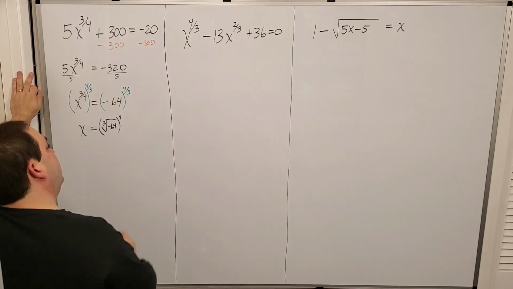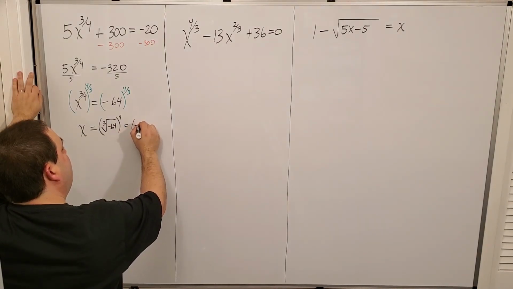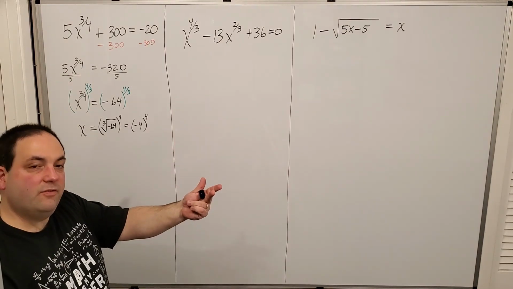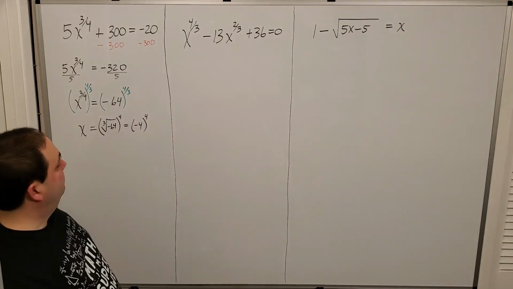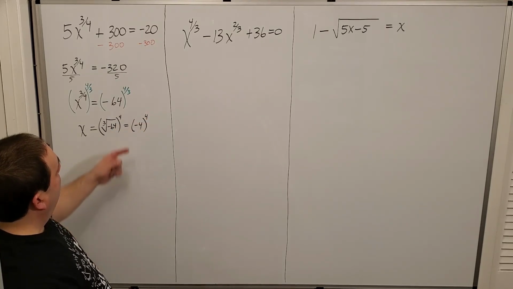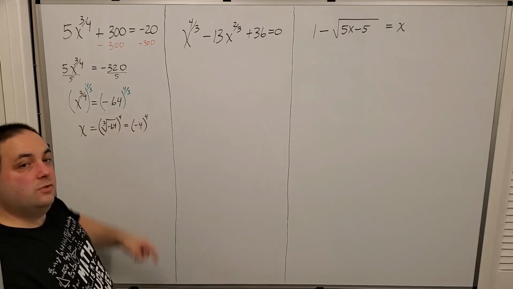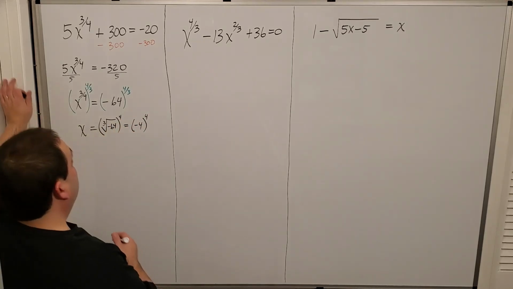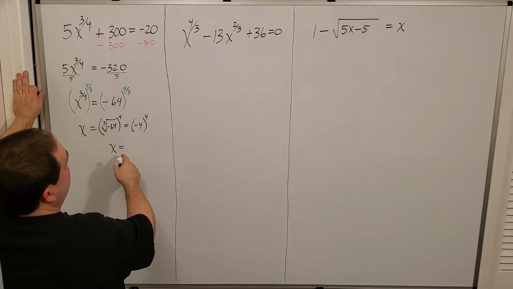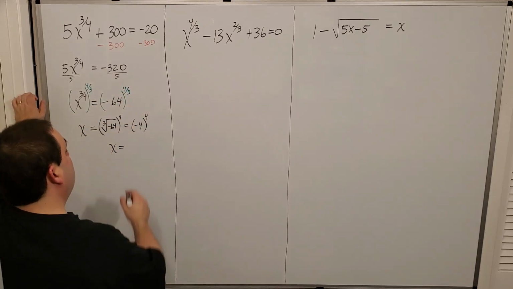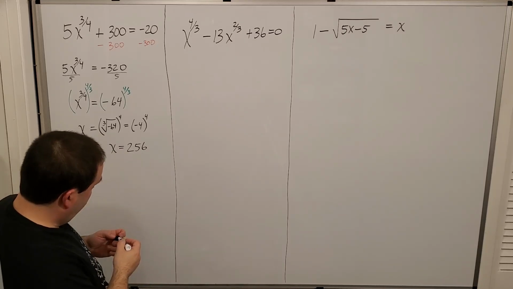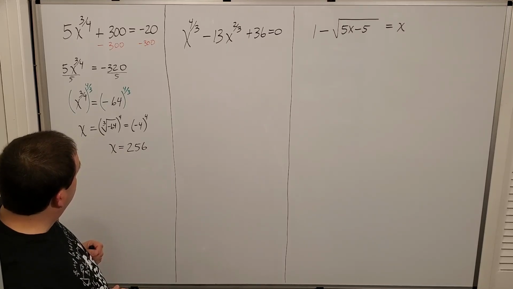Well, the 3rd root of negative 64 is negative 4. Because negative 4 times negative 4 times negative 4 would give me negative 64. And then negative 4 raised to the 4th power. Of course, there being 4 negatives would make it positive, right? So then I'm going to get x is equal to positive, let's see, 16 squared, that should be 256, right?